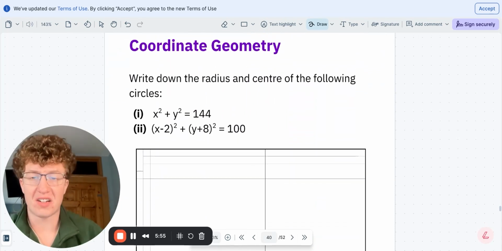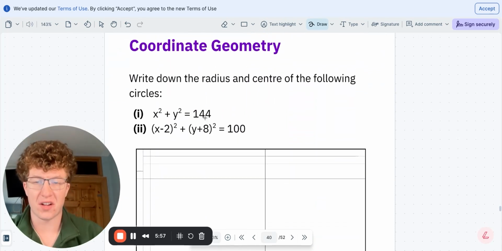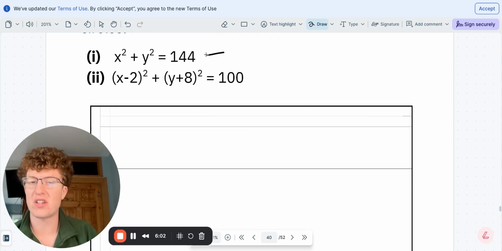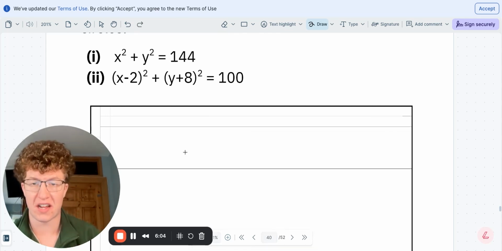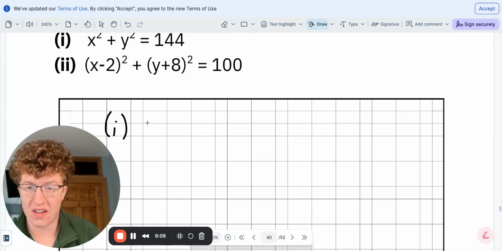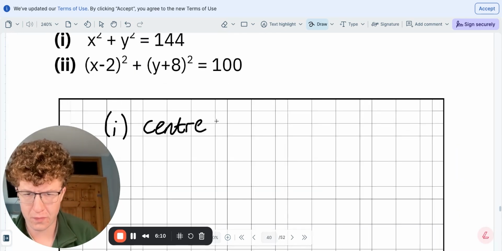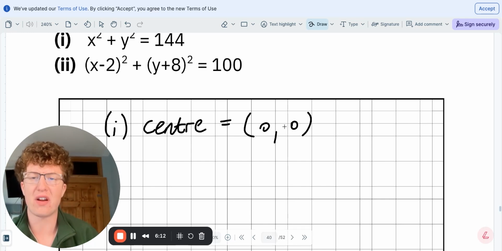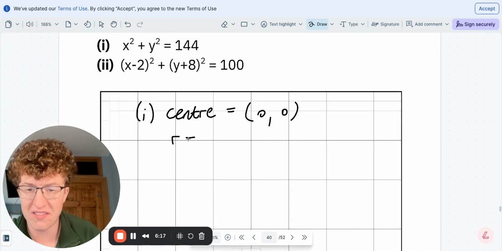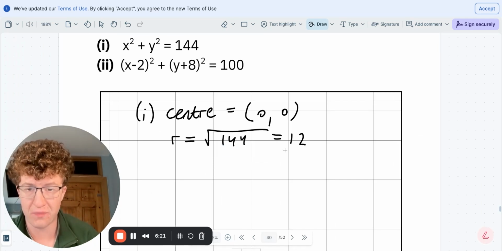Now, we're on the circles. We want the radius and center of each of the following equations. So the first guy is easy. When you see an equation that looks like this, we know it's a circle centered at the origin. So we'll say here, the first guy, the center is equal to 0, 0, because whenever it looks like that, it's always centered at 0, 0. And then that means the radius is going to be the square root of this guy on the right, square root of 144, which is equal to 12.